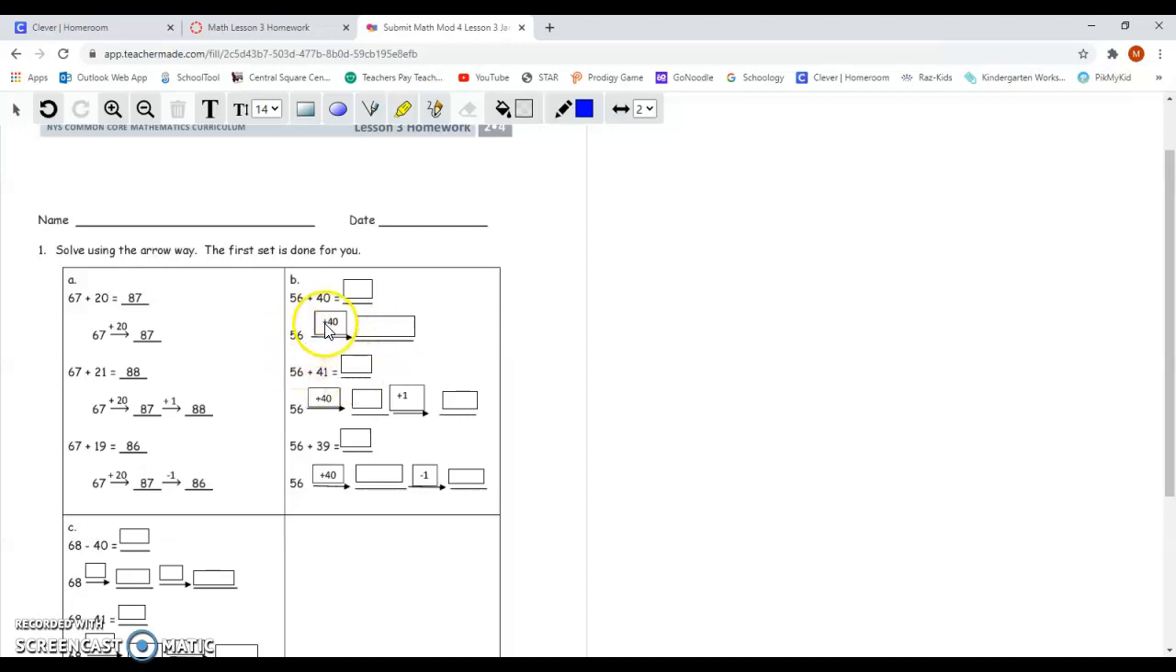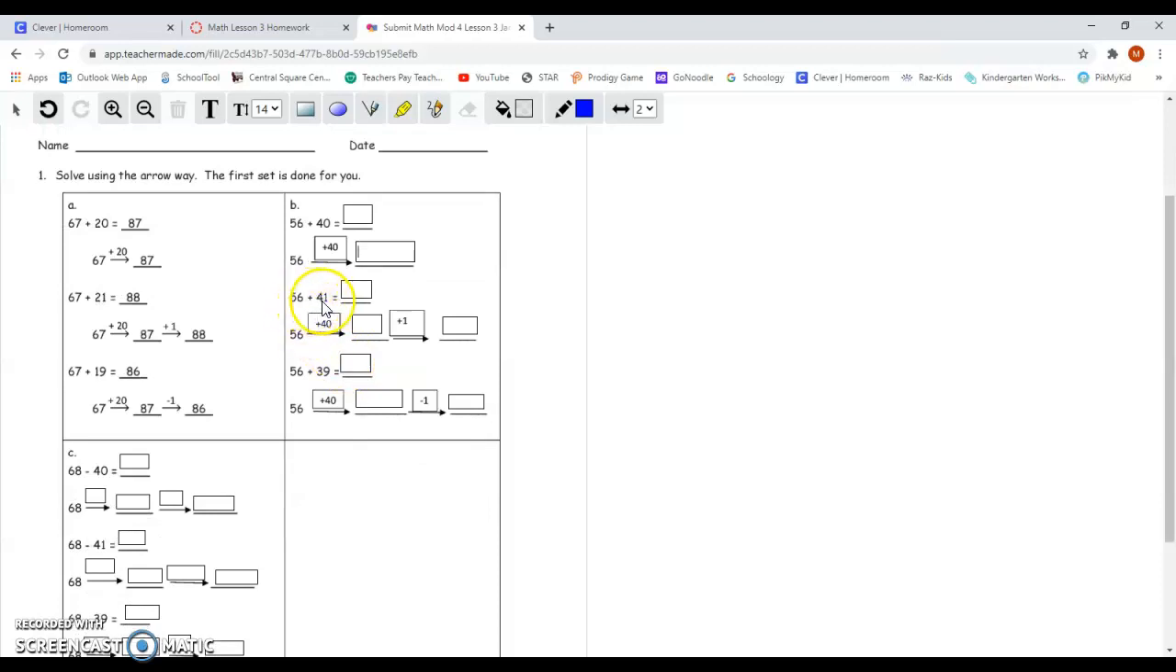So you have to do 56 plus 40 equals, type it in here, and when you get the answer, put it up top because it's 56 plus 40 equals to get the answer. The next one is 56 plus 41 equals, so here's the arrow way. 56 plus 40 is what? And then this number plus 1 gives you what? And this final answer is your total up here.